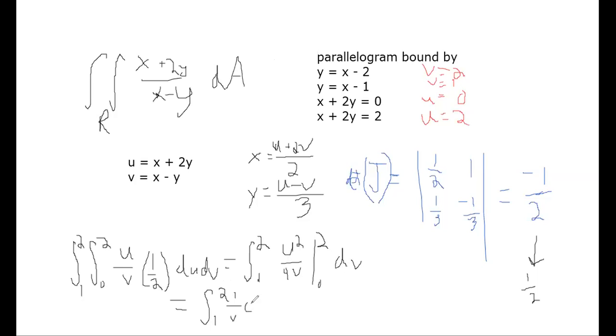And I think it goes without saying that this is just going to end up being ln 2. Again, the integral of 1 over v dv is just ln v, and plug in 2 and 1, and you just get ln 2. So there we go. That's it. This is as much as you need to be doing.